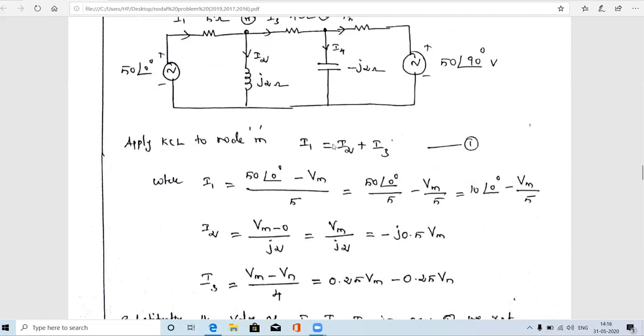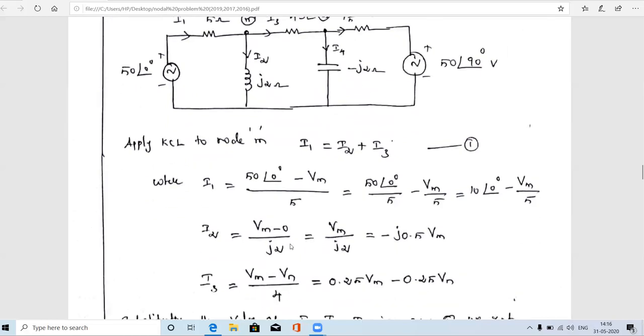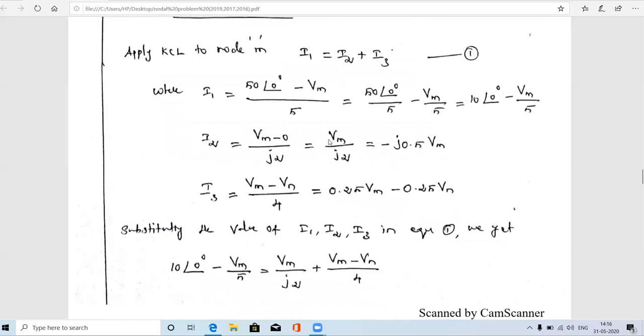Similarly, what is I2? The current I2 is the current flowing in this branch. What is the starting node voltage? Vm. What is the ending voltage? 0. So Vm minus 0 divided by j2, that is Vm by j2. 1 by 2 is 0.5, and 1 by j we have to consider as minus j. 1 divided by j is minus j.